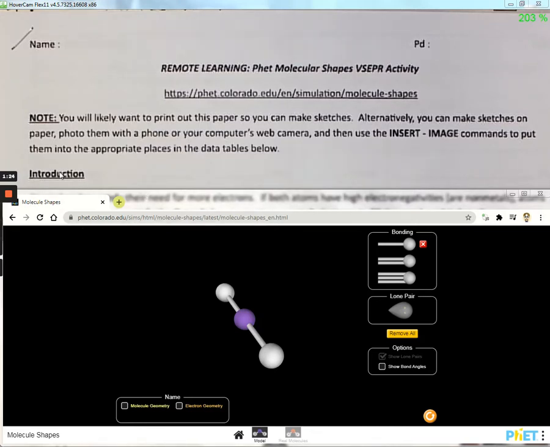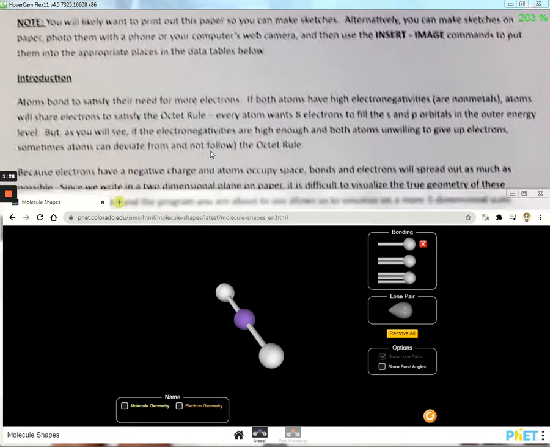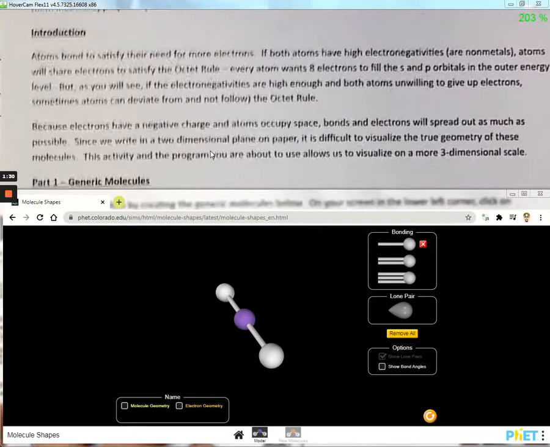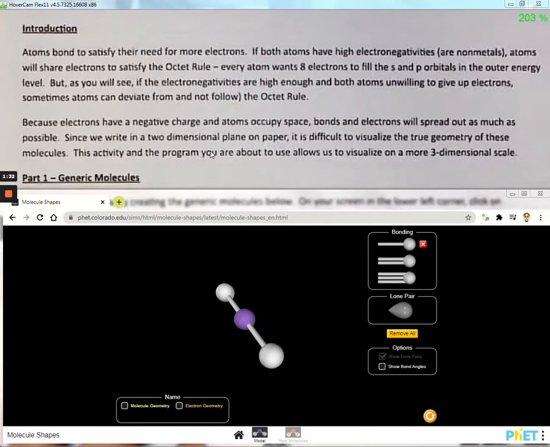So the first thing we want to take a look at is here in the introduction. It gives you information about electronegativity, and about electrons wanting to have a set of 8 valence electrons, or an octet of electrons, in order to become stable, and that's why they form bonds.